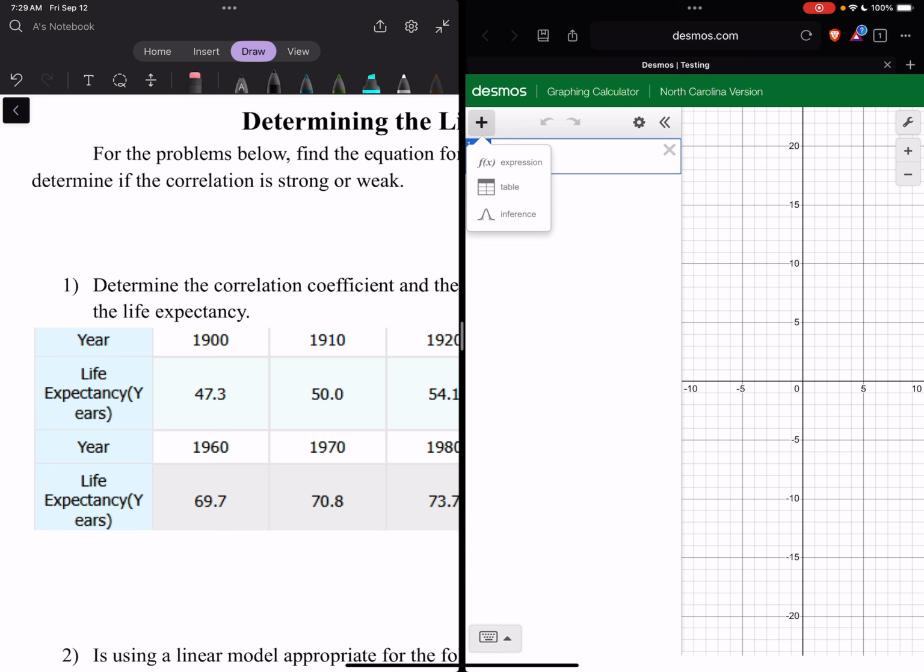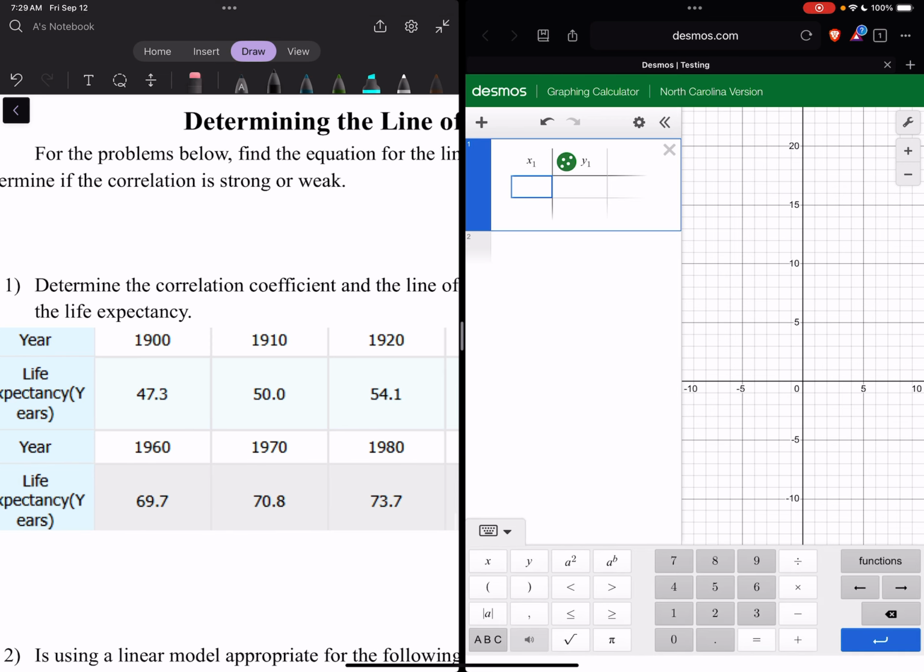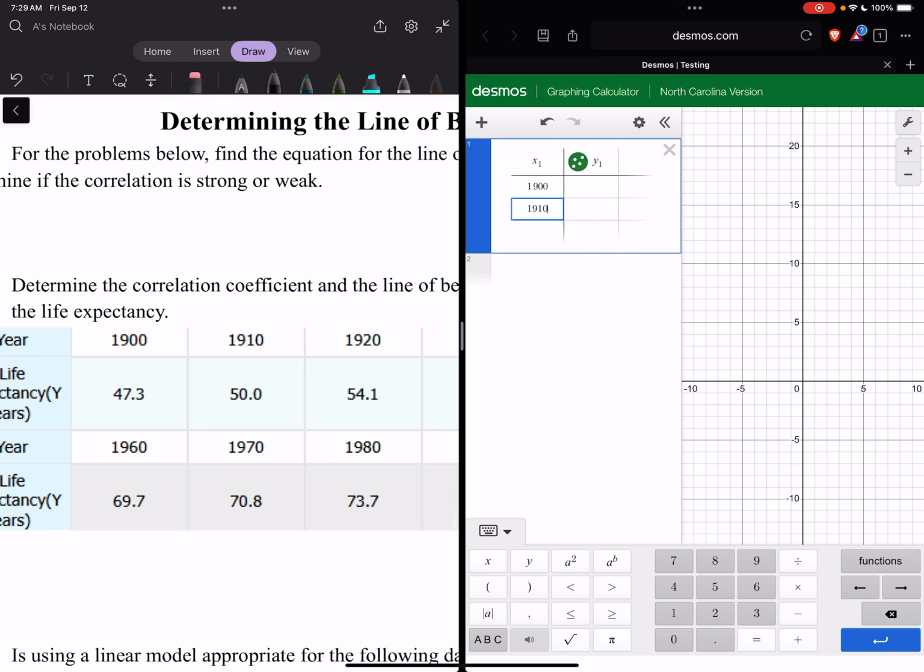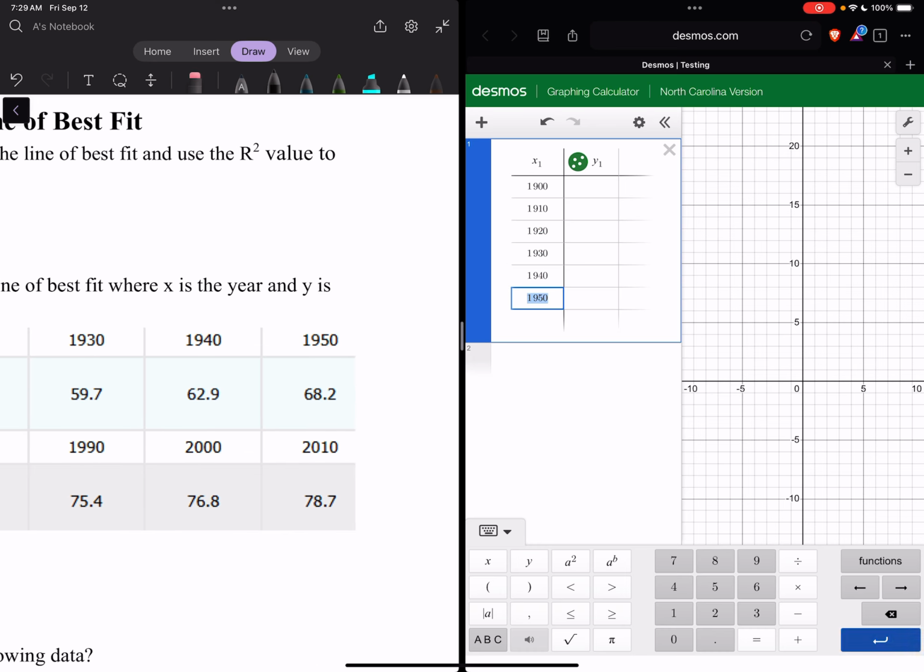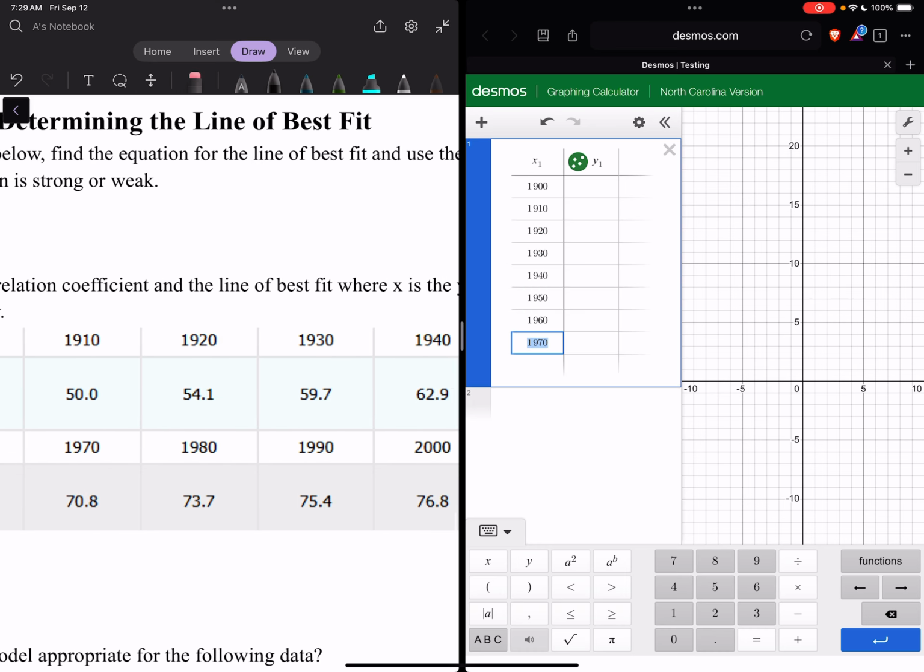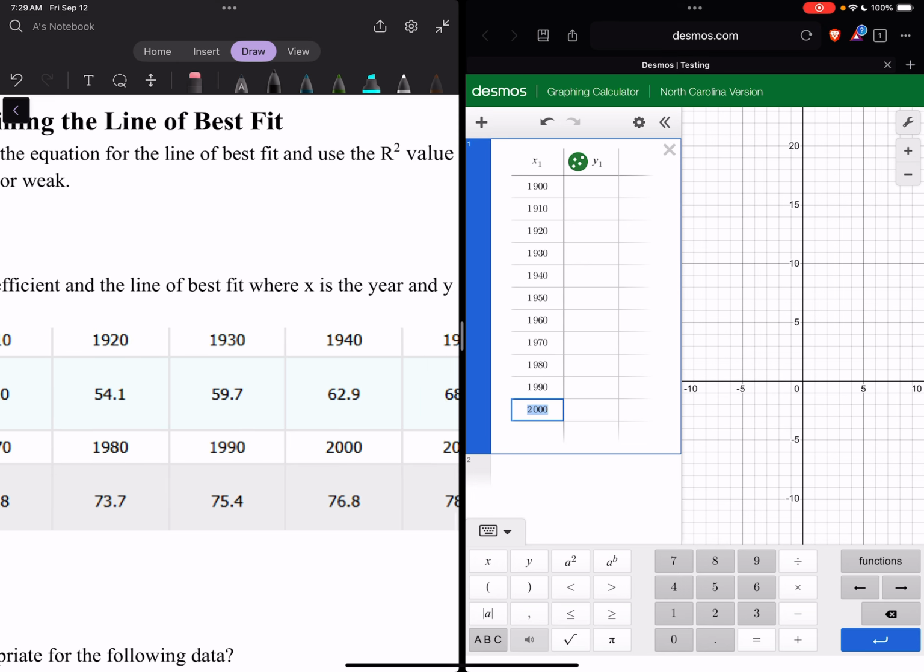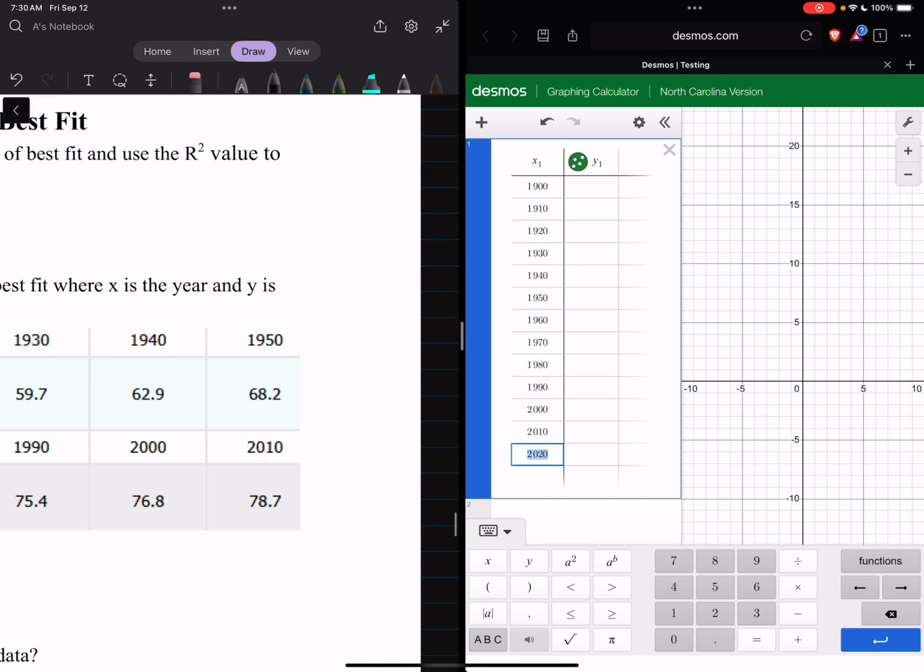Click the plus table, and I'm going to type in the years. 1900, 1910, and I have a pattern going by tens, so 30, 40, 50, 60, 70, 80, 90, 2000, and 2010.